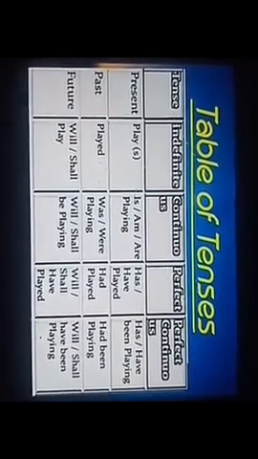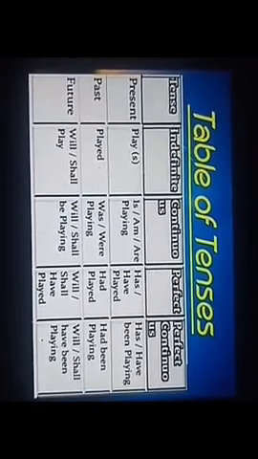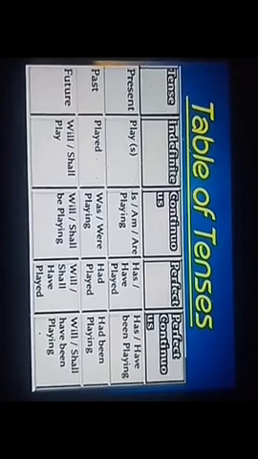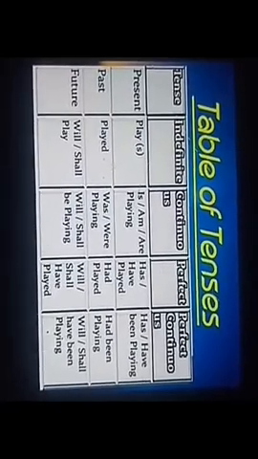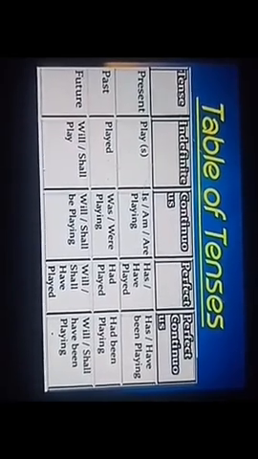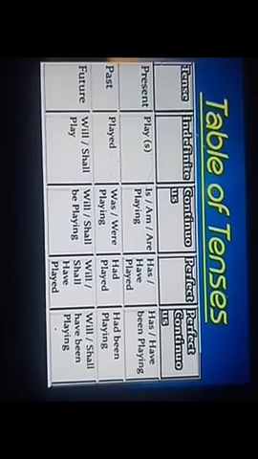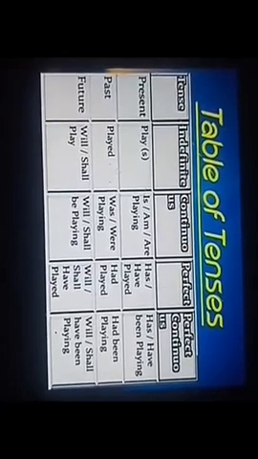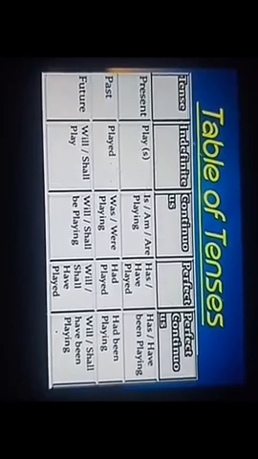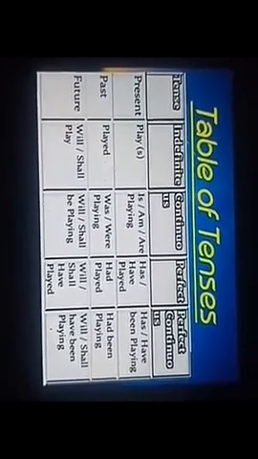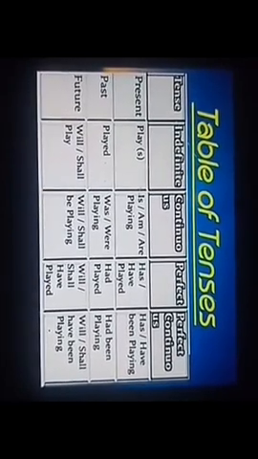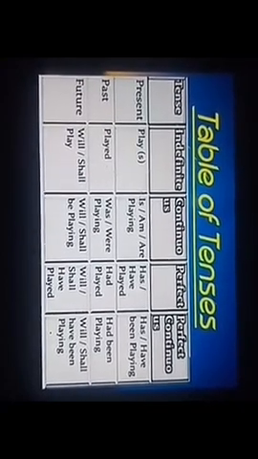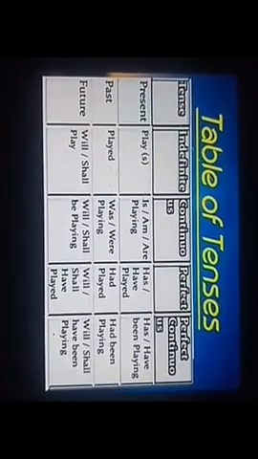Children, present continuous. In present continuous, we use is, am, are. These are the helping verbs of present continuous. With these helping verbs, we use verb first form plus ing. As in the table, it is given playing. So play is the main verb, and ing we have to use in continuous tense. So your syntax will be subject plus is or am or are, and then verb first form plus ing plus object.